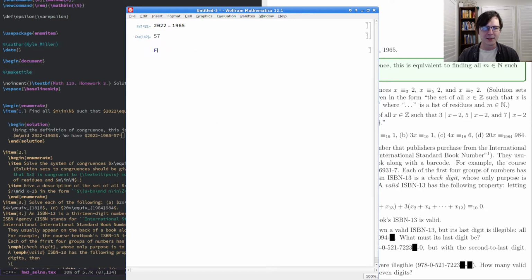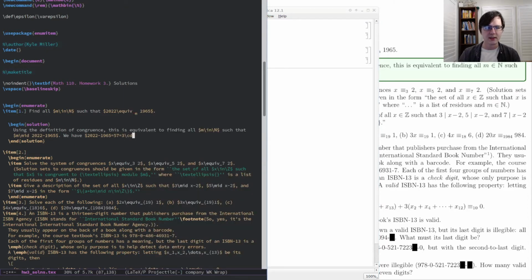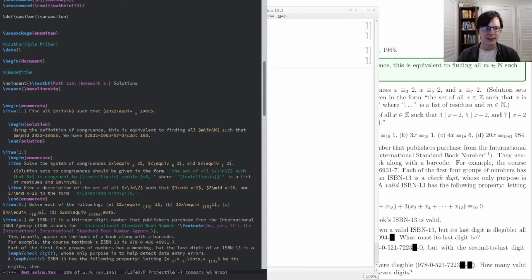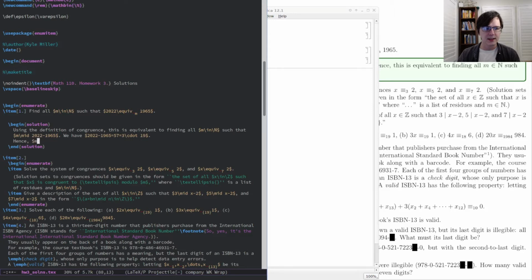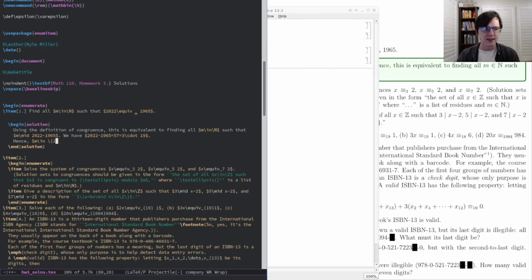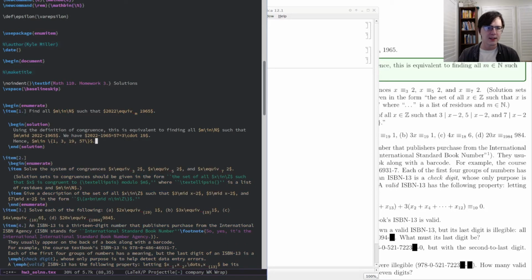Because this thing is, well, 5 plus 7 is 12, right? So it's divisible by 3. Yes, and 19. That is a prime. Okay, that explains 1965. I think 2022 is clear. So 3 and 19 are prime divisors. Hence m can be in the set of 1, 3, 19, and 57, because we're only looking for the natural numbers, and once we have all the prime factors, we can take any amount of each of them.